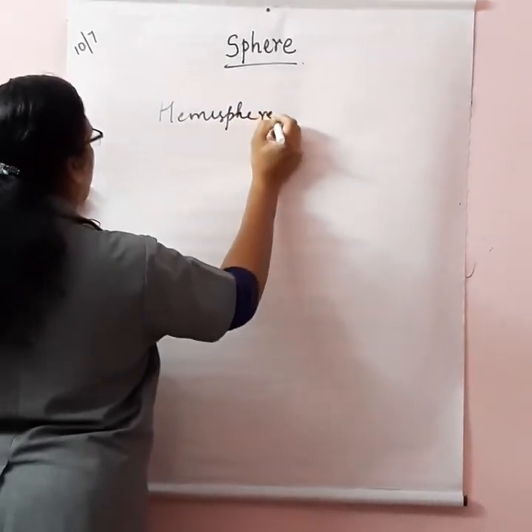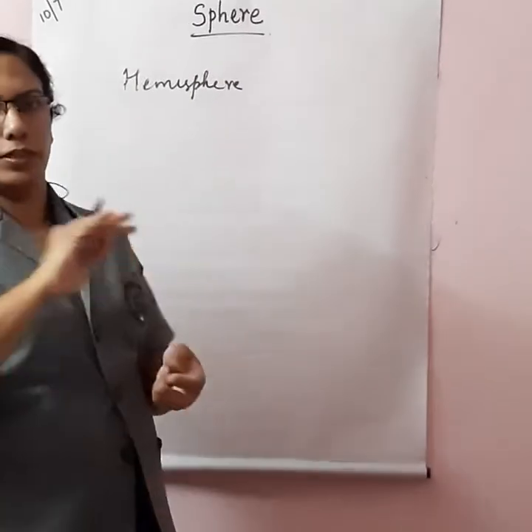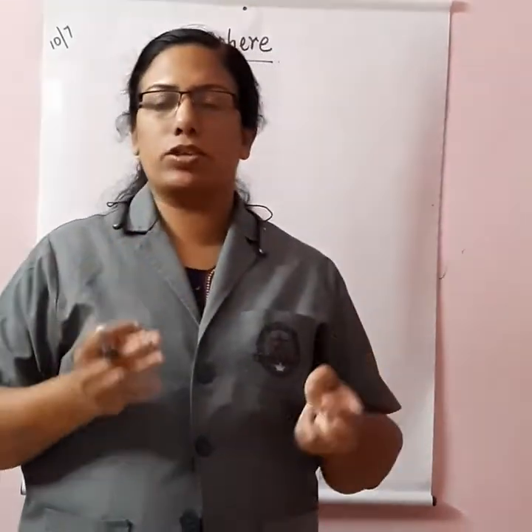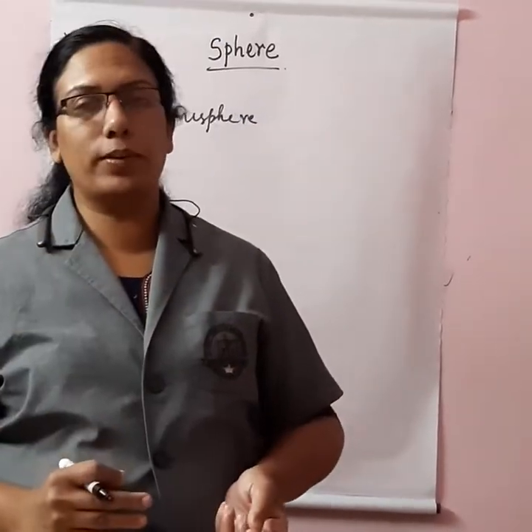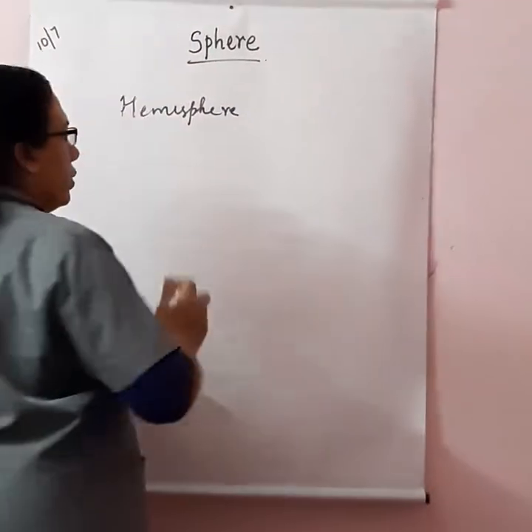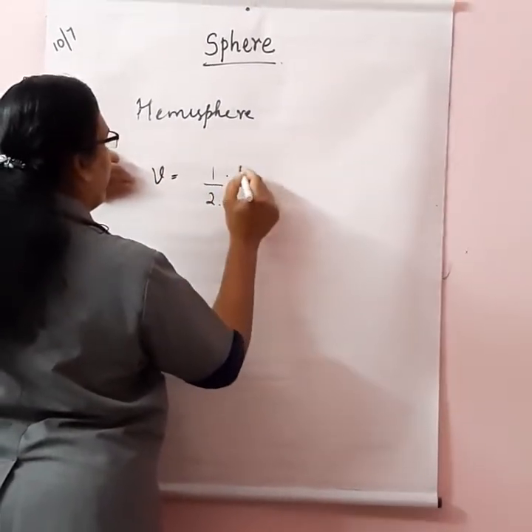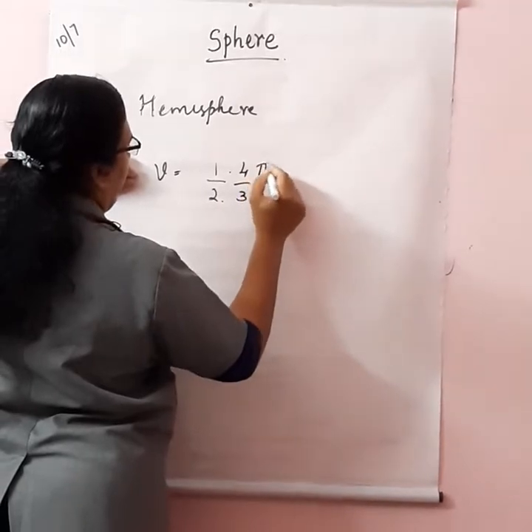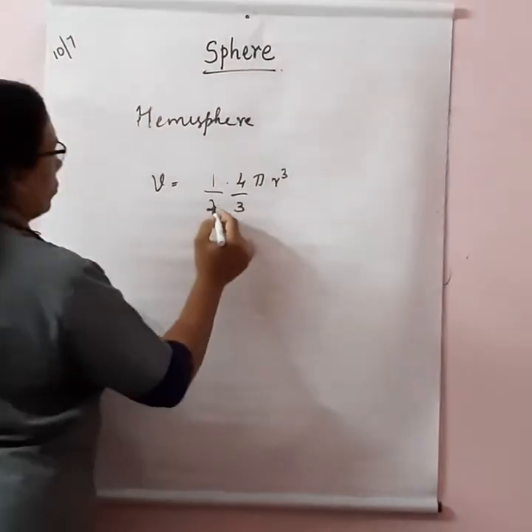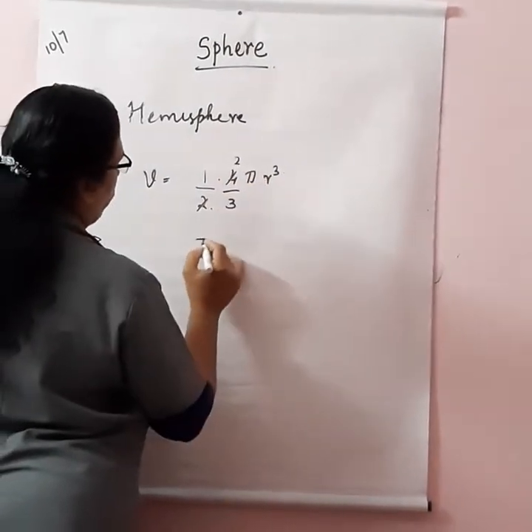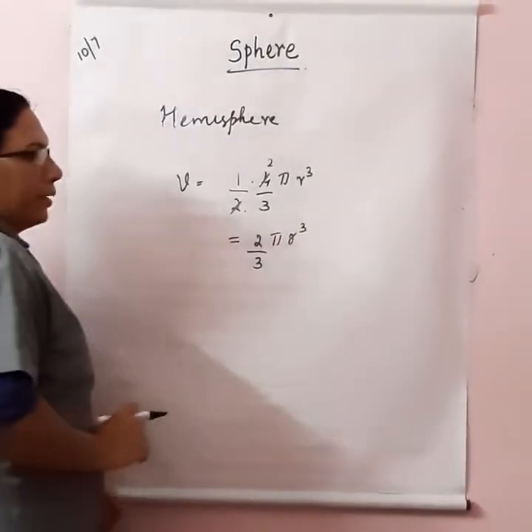Now hemisphere. What do you understand by hemisphere? Hemisphere means half of the sphere. You can imagine a solid hemisphere. The volume will be half of that of the sphere. Half of 4 by 3 pi r cube, so 4 by 3, the 2 gets cancelled here, giving 2 by 3 pi r cube, which is the volume of the hemisphere.